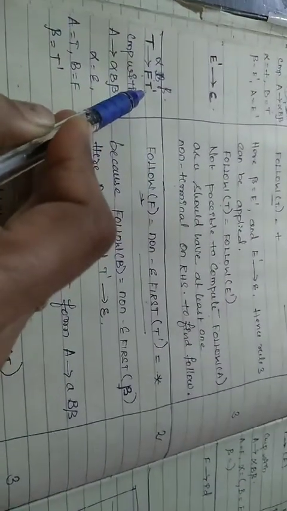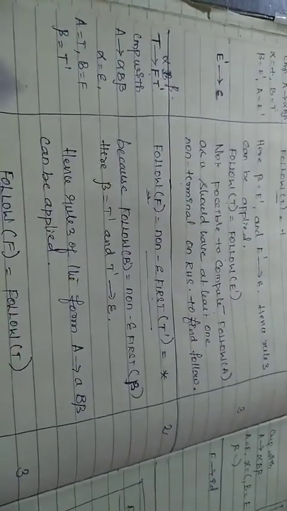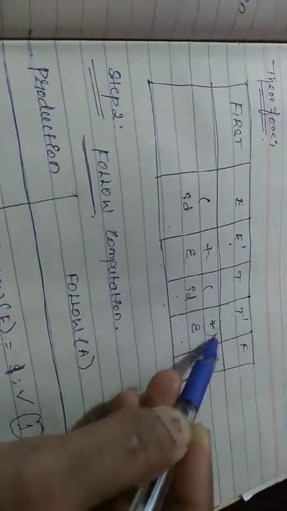What is beta here? T dash. In T dash, I have to find the first of T dash. First of T dash is already available. What is first of T dash? The non-epsilon thing is star. Star will come. So follow of F includes star.